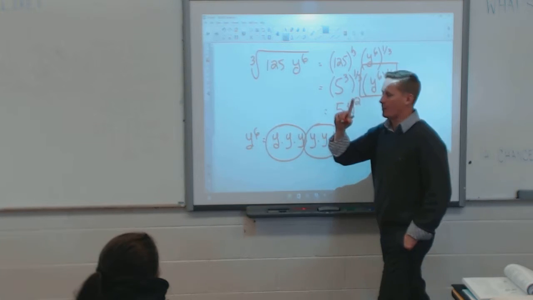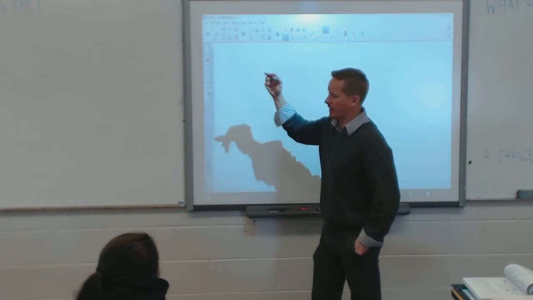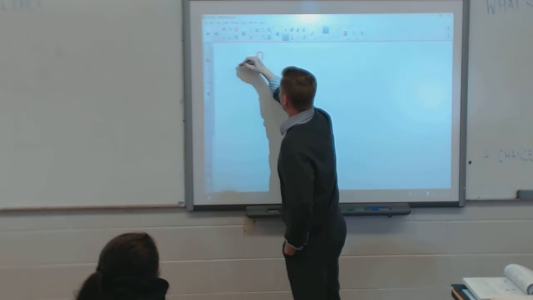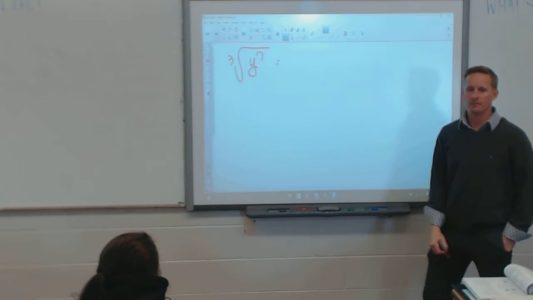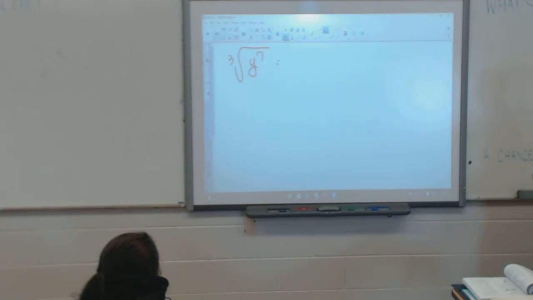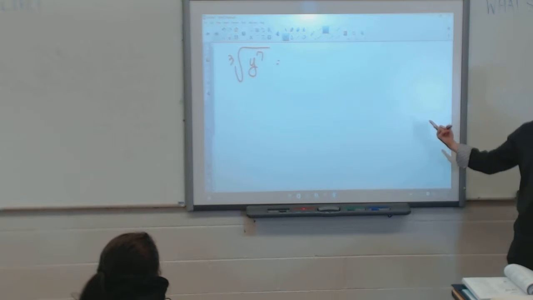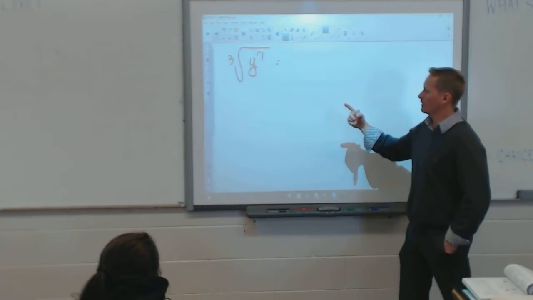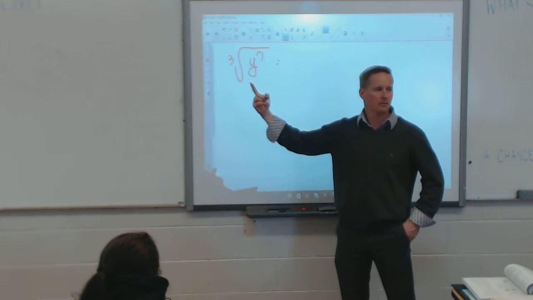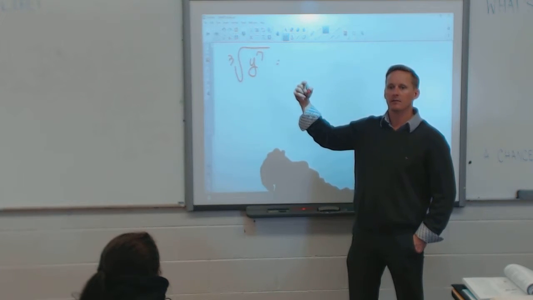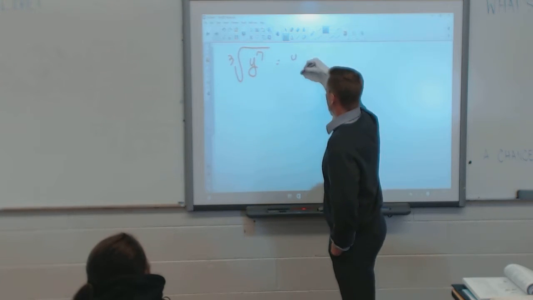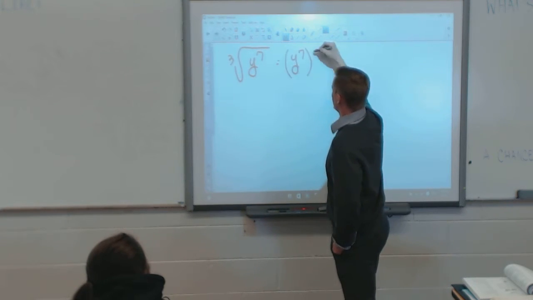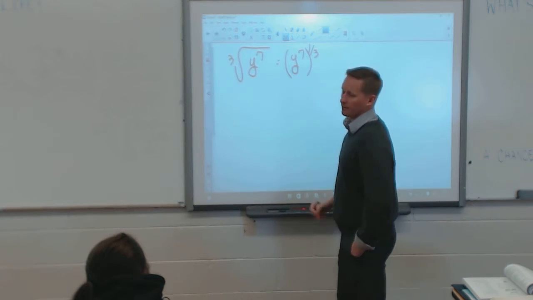Okay, and it's going to get a little bit more complicated. I'll show you one last one and then we're done. Y to the 7th. I want the cube root of y to the 7th. Okay? So, what did I just do on the last one? What was the first thing that I did? You wrote it out as what? Exponents. Very good. Y to the 7th to the 1/3.